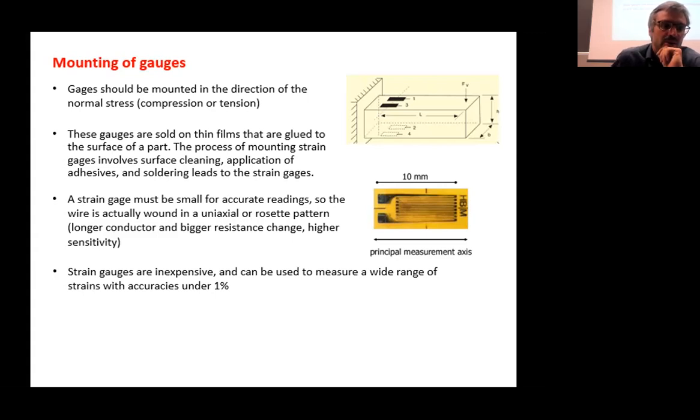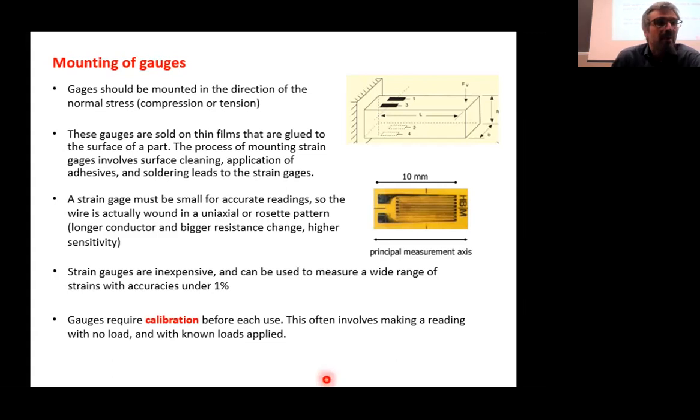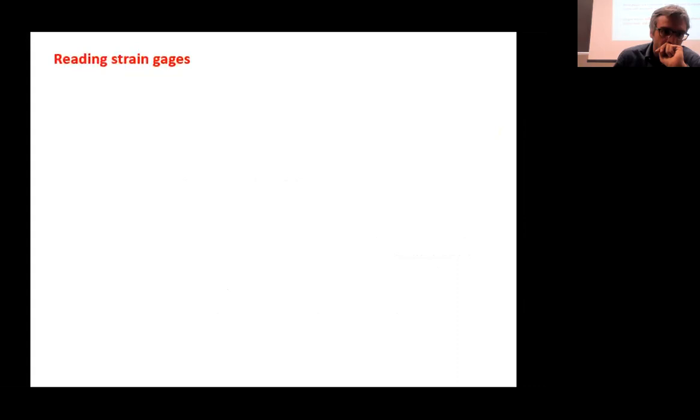The gauges, why are they so widely used? Because they are inexpensive, and they can be used to measure a wide range of strains with accuracies under 1%. But they require calibration before use. So whenever you glue them, you don't know how the reading of the resistance, that is obtained with the voltage divider we see in the next slide, is related to the force that is applied. So you need to perform a calibration, making a reading without load, and then apply gradually different increasing loads in order to find different voltage readings and associate the voltage readings to the loads, to the forces.